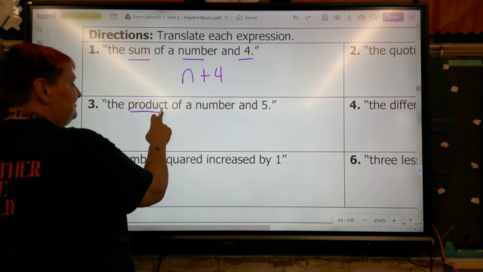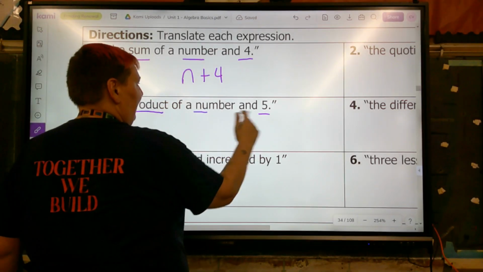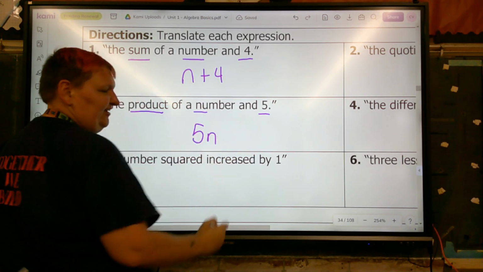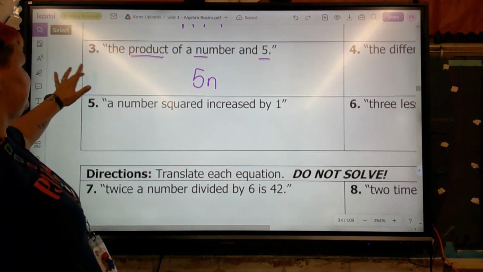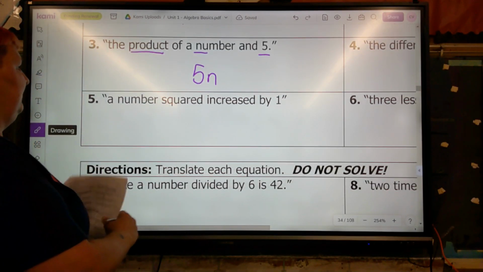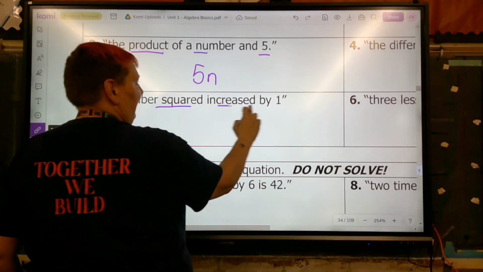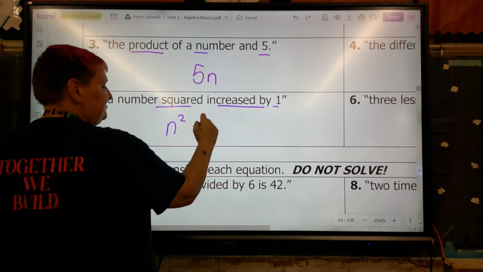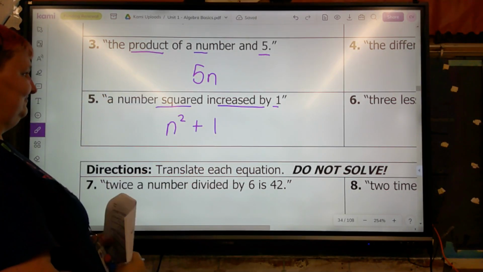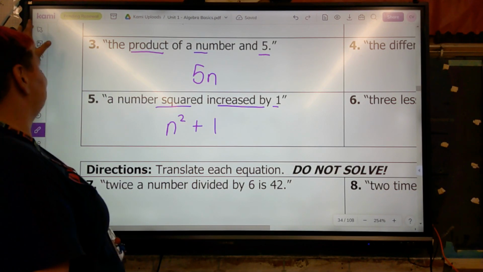The product, multiplication, of a number and 5, we're multiplying, so 5n. A number squared increased by 1. So a number squared increased by 1. Don't make it harder than it has to be, y'all.